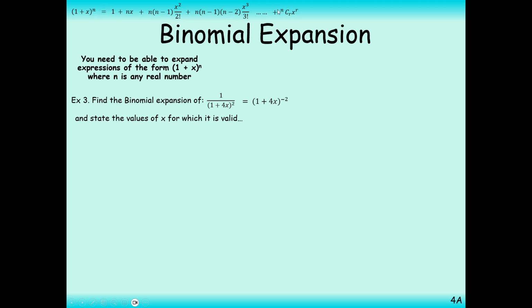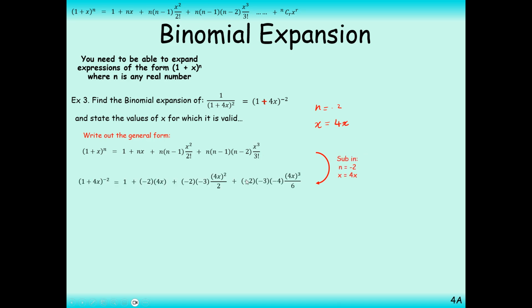This form I've put on top of the page, but you should really remember it. So this is the general form of the expansion. What is our n? Our n is negative 2, and x is going to be replaced with 4x. So this 4 is positive, so that's fine. We replace it with 4x. Let's see what happens. So when you perform the substitution, you'll end up with these numbers.